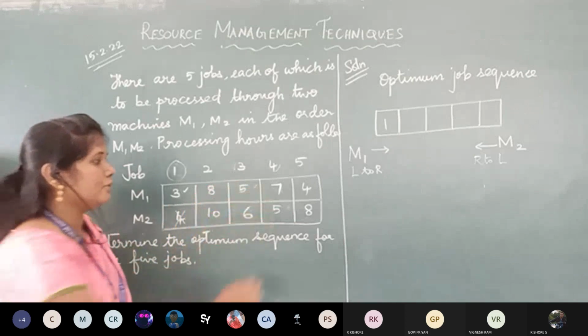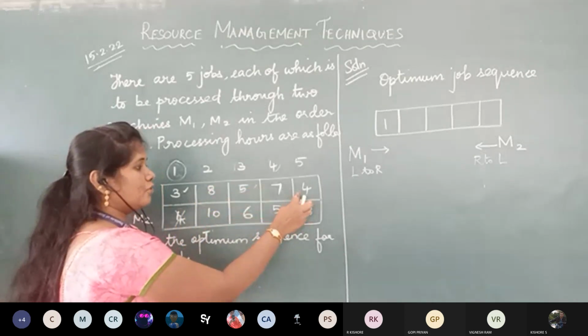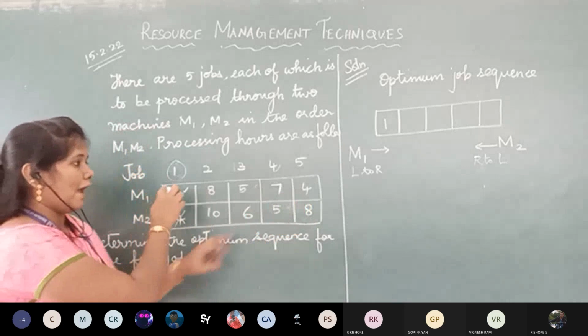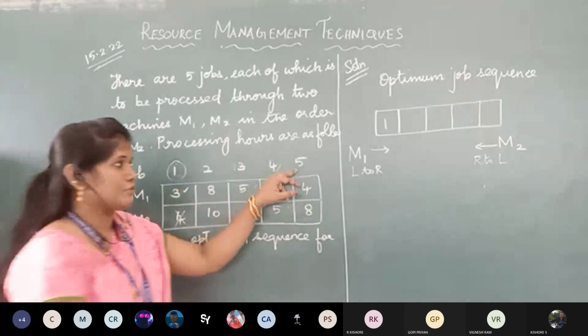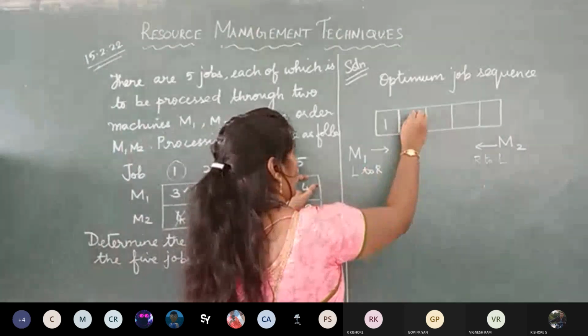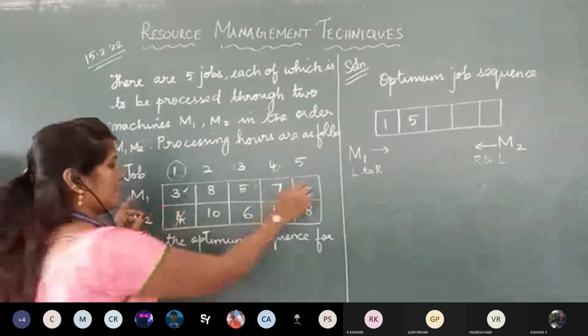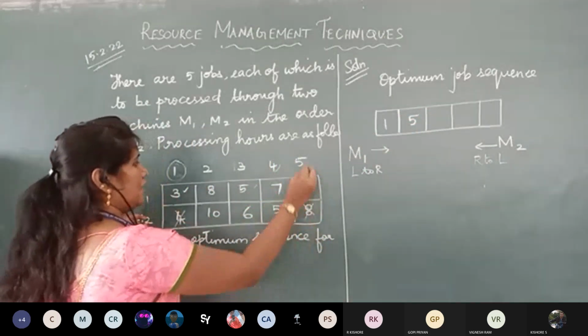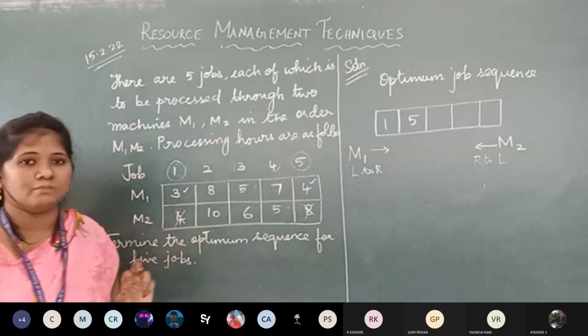So which is your least value? 4 is your least value. 4 is coming from machine M1 and your job assigned is 5. So since we have taken it from M1, we will write it here. So we have taken this 4. We cannot take 8. Fifth job is over.